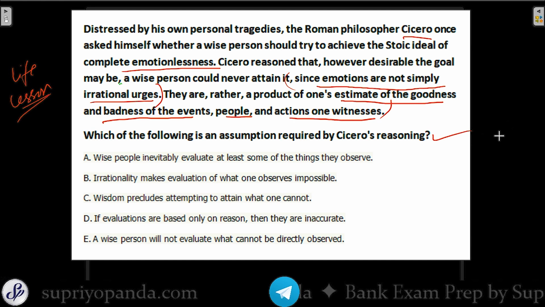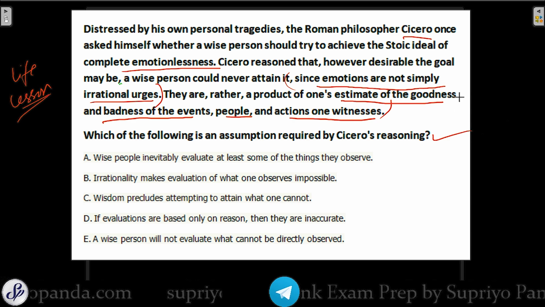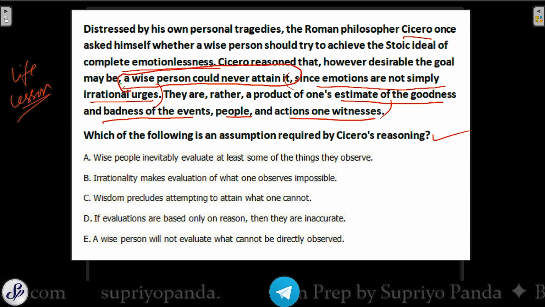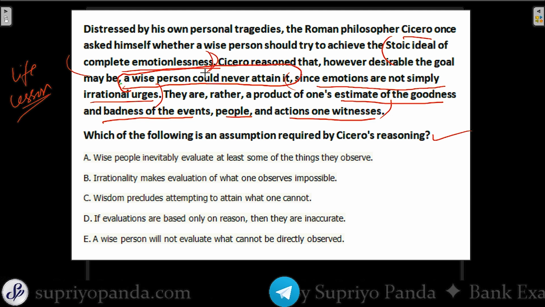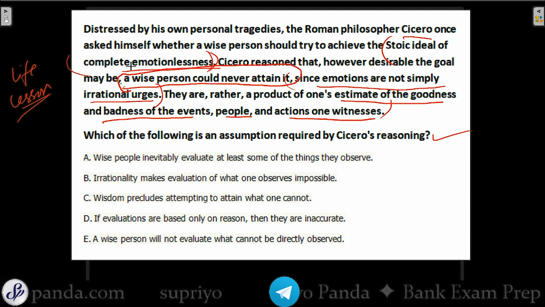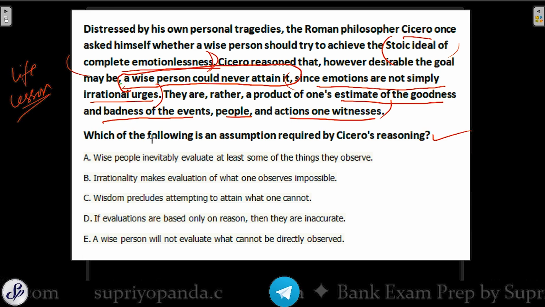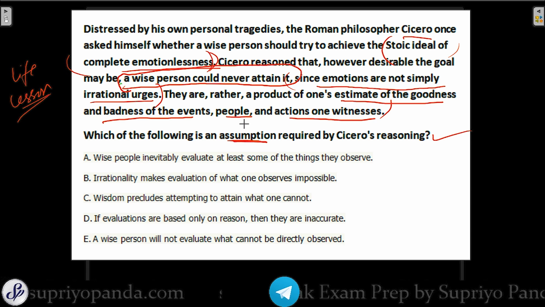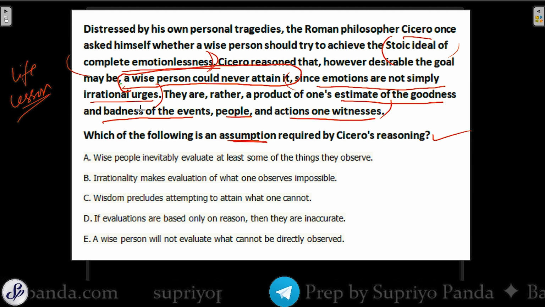So again, we have to first identify the conclusion. So what is the conclusion? This is the conclusion: a wise person could never attain it. By it we mean the Stoic ideal of complete emotionlessness. So a wise person can never attain the Stoic ideal of complete emotionlessness. That is the conclusion, and you have to strengthen this conclusion, because this is an assumption. The assumption is something that is not stated and it has to be true so that the conclusion is true. All right, so we now understand what we have to do.